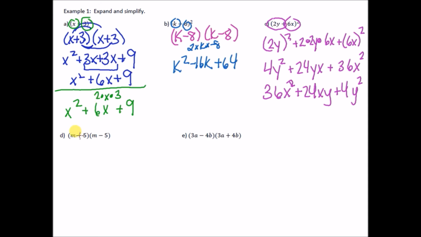Okay, now D. We can see that m plus 5 and m minus 5 look alike, except for their conjugates. One is positive and one is negative. So we can go ahead and expand this if we want. M squared minus 5m plus 5m minus 25. And we'll see that these two middle terms cancel. So we'll get m squared minus 25.